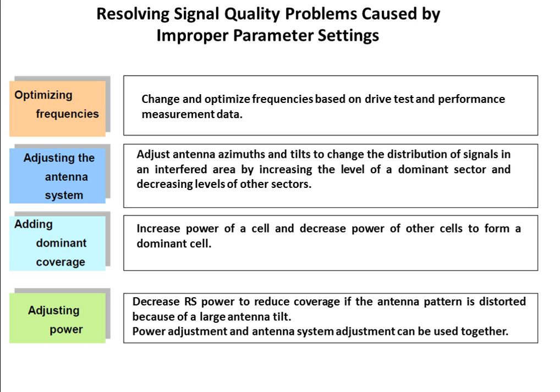So the first step should be to optimize the frequencies. That's not the case here because we have a single frequency network. Then adjust the antenna system so that the overall prediction plot is proper and the proper dominant sectors are available within the network. Add dominant coverage by increasing the power of one cell and decreasing the power of other cells at various places wherever a lot of interference is there, or adjust the power so that the overall system coverage is ensured.